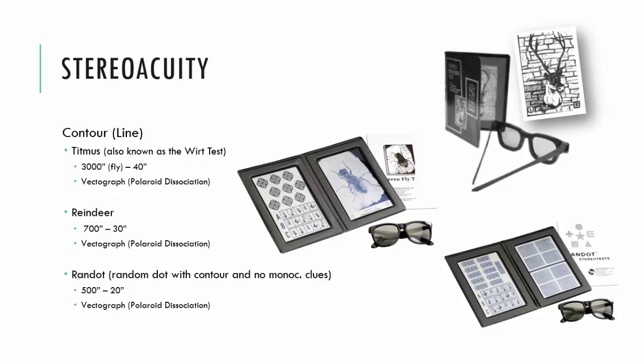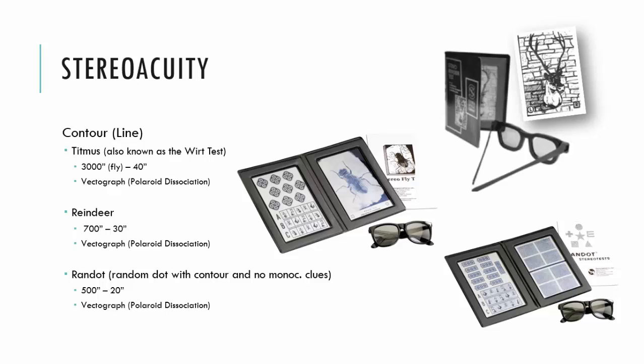So the most commonly used contour line test is the Titmus. The Reindeer is not used as frequently, and the Lang is a little bit different to the Titmus and the Reindeer in that it does actually incorporate both random dot and contour and does not allow for monocular clues.